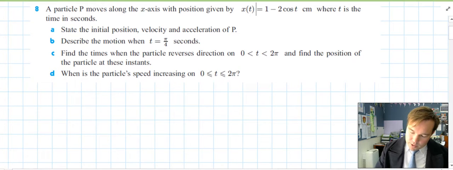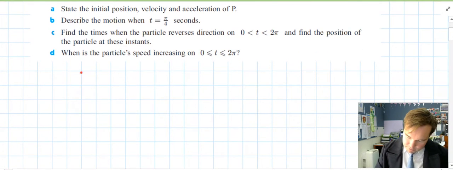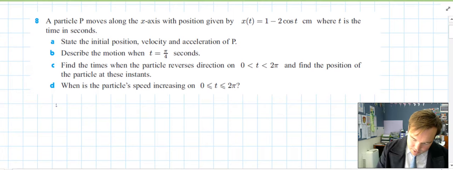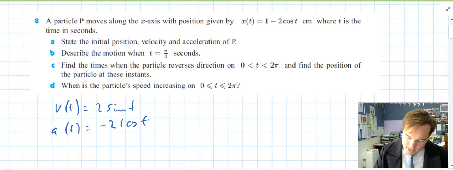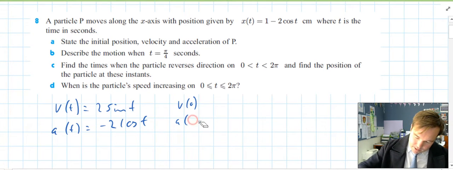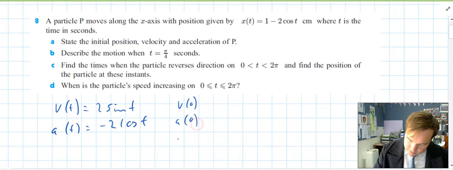Alright, so what we need to do is find, first of all, the velocity function and the acceleration function. So the velocity function is the differentiation of the first one, which is going to be positive 2 sine t, and the acceleration function is the differentiation of that, which is minus 2 cos t. Alright, now we need to find v(0) and a(0), and also we need to find s(0), or x(0) in this case, because they are our initial conditions.